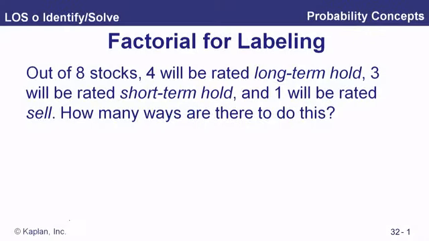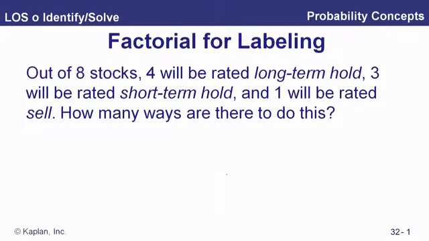Okay, factorials for labeling. Now, a factorial, when we have 4 factorial, just as a refresher, that is 4 times 3 times 2 times 1. And there's a factorial key on your Texas Instruments calculator. So we've got 8 stocks, and we're going to rate 4 of them long-term hold. 3 will be rated short-term hold, and 1 will be rated sell. And we want to know how many different ways are there to do this.